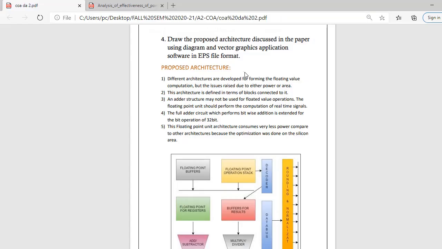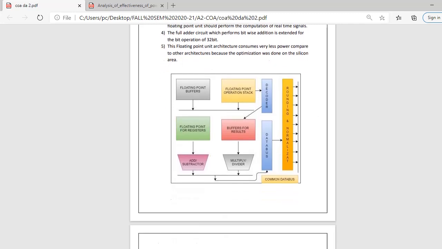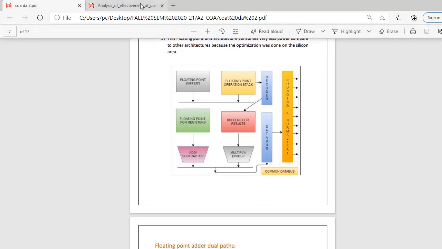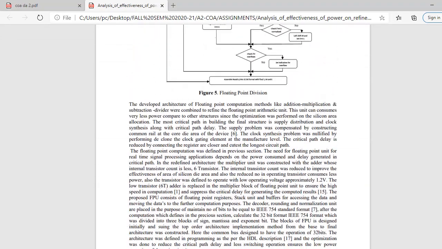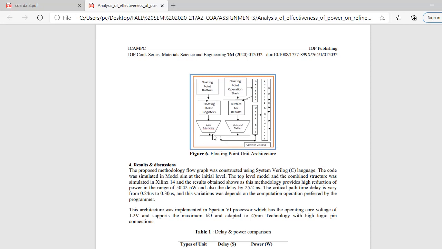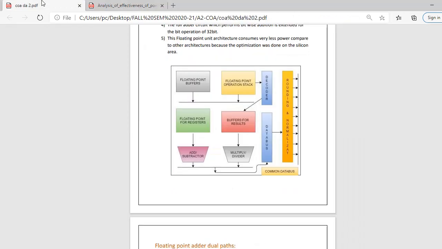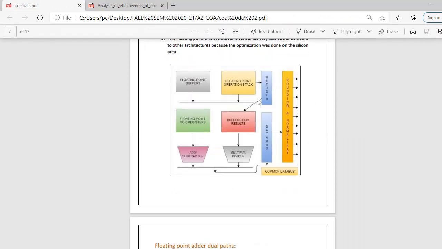Coming back to my DA, the fourth question, proposed architecture. This is the information given in the journal paper about their proposed architecture for less power consumption, and this is the floating point architecture which I showed you in my journal paper. This is the floating point unit architecture given in my journal paper, and I drew it using Draw.io.